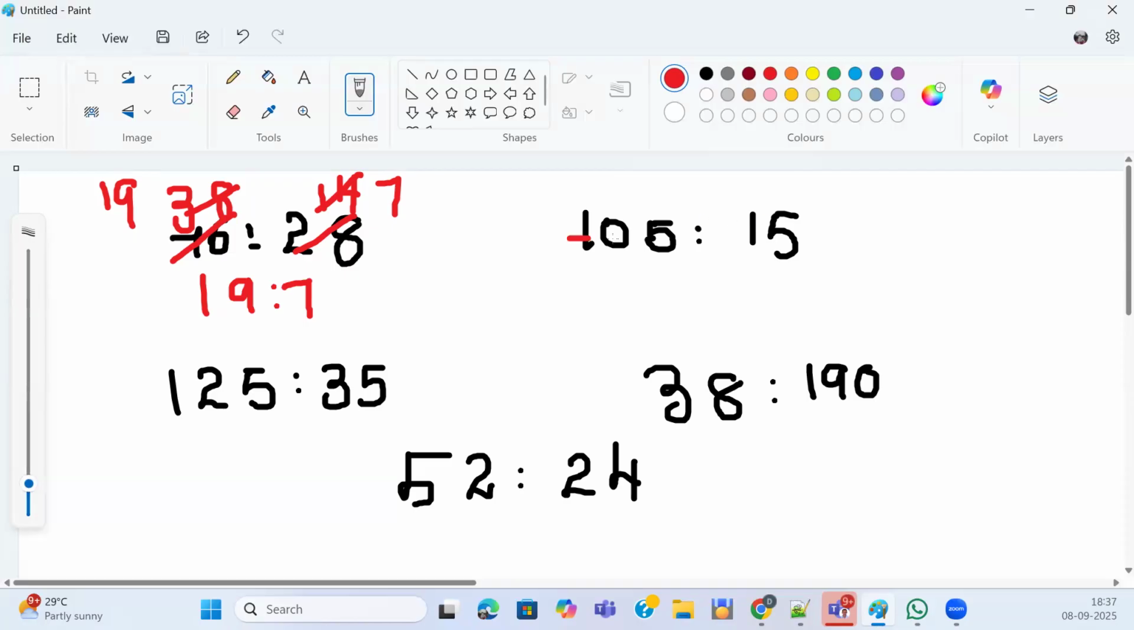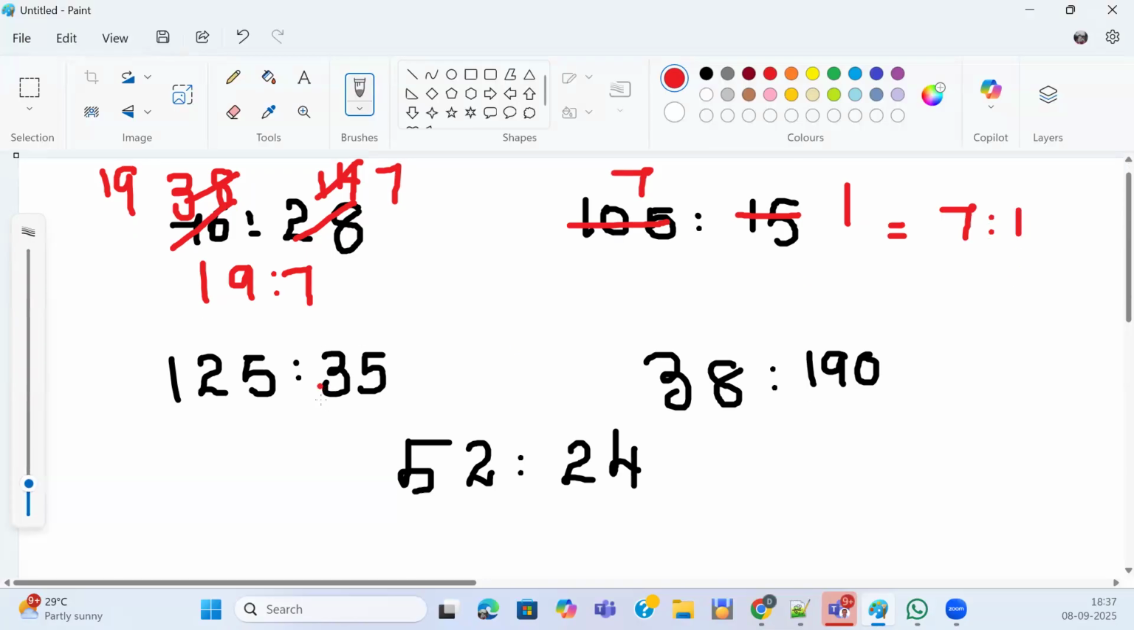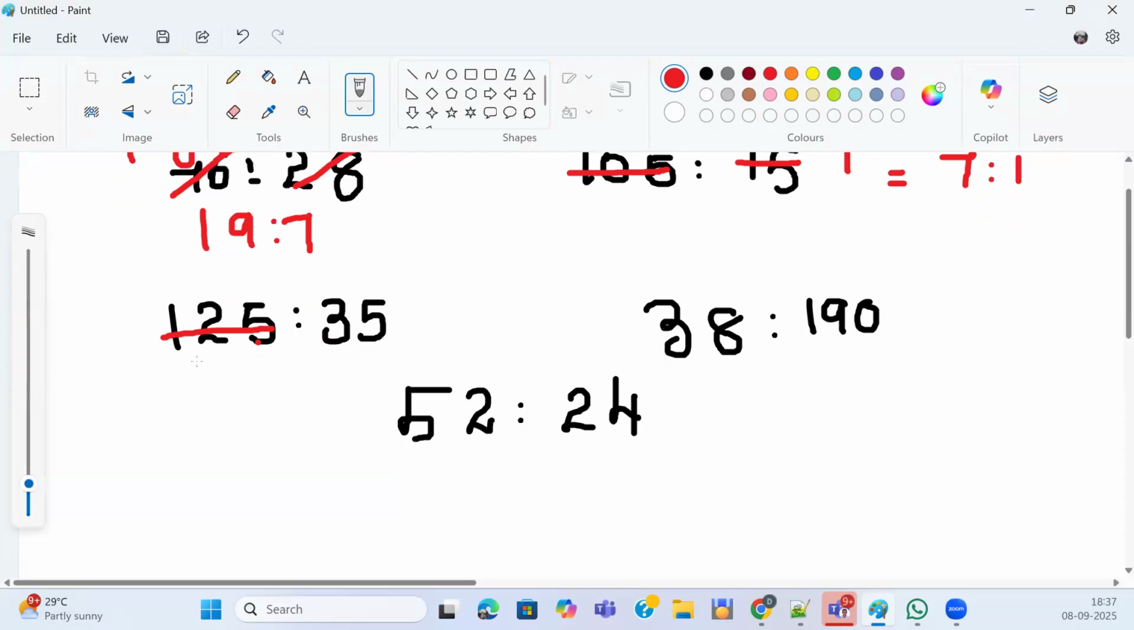Okay. Then it is very clear, 5 is there in its place. Or if I know the 15 table, 15 ones are 15, 15 sevens are 105, right? So the answer is 7 is to 1. Right. Next, this is also we can cancel by the 5 table. 5 twos are 10, 25 is to 7. Right. We cannot cancel this further because 7 is a prime number.